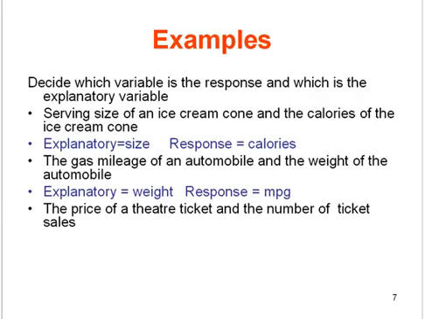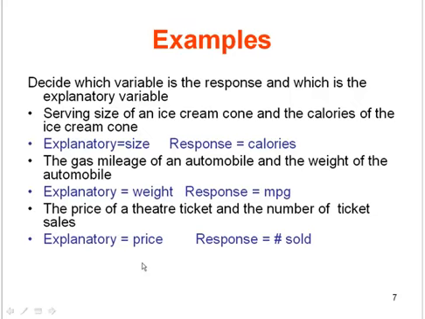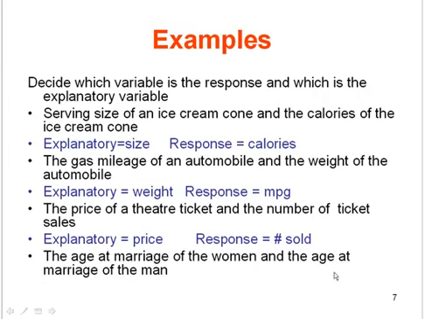The price of a theater ticket and the number of tickets sold. Well, if I'm the manager of a movie theater, I would probably want to predict my sales based on the price of the ticket. Price will be used to explain the number of tickets I sell. I would imagine the higher the price, the fewer the tickets I'm going to sell. And finally, the age of a husband and wife at marriage. In this case, I don't see any clear choice of an explanatory or response variable. We're probably just interested in whether there is an association.